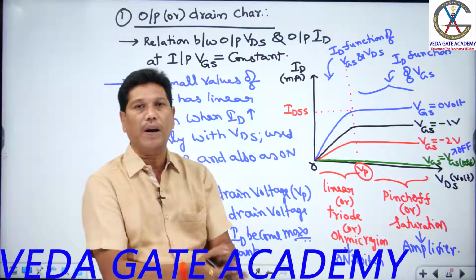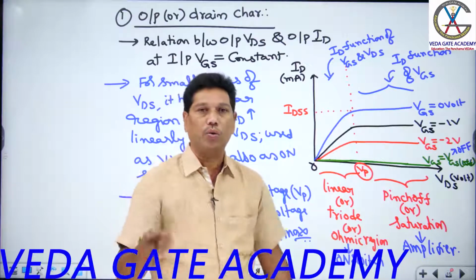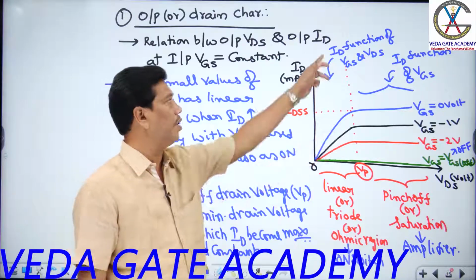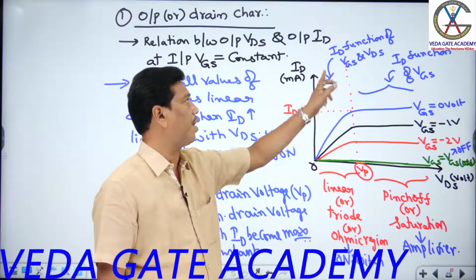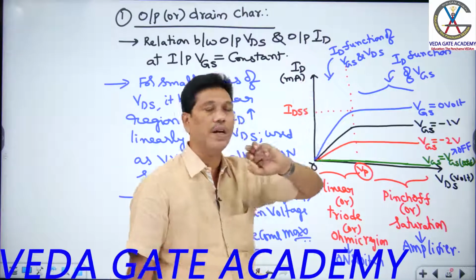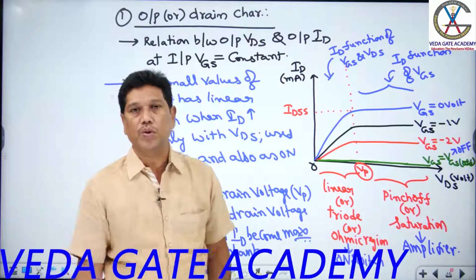The same thing you will learn in MOSFET also, students. What you discuss in FET will be repeated again in the MOSFET. Okay. So in the linear region, ID is a function of what? VGS and VDS. In pinch off or saturation region, ID is a function of what, sir? Only VGS. Do you understand all these things, students?